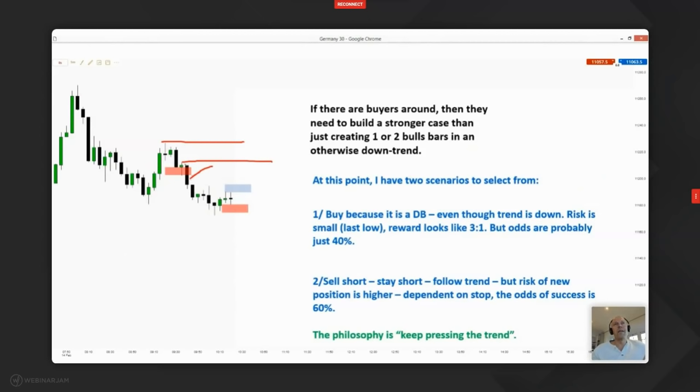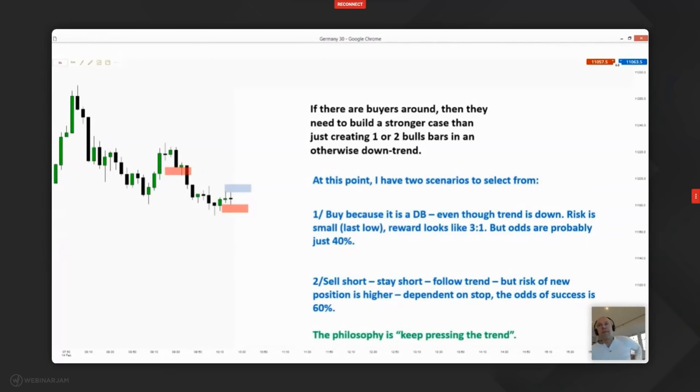And if the market can make its way back above an important bearish bar, well, it also means that whatever bearish forces has been absorbed by the bullish forces. So dependent on stop, the odds of success is probably 60% for a short position, but you need to have a bigger stop loss, and 40% for a bullish position, but with a tiny stop loss.